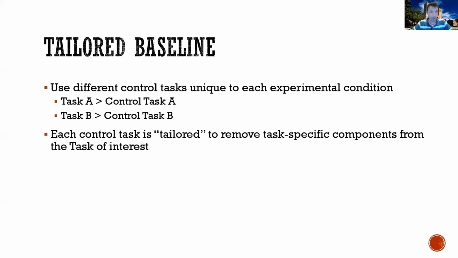Another type of design that is often used, and I myself have used it several times, is that of tailored baselines. Now, the idea is that instead of comparing task A and task B to the same common baseline, you'd compare task A to its own baseline, so control task A, and you would compare task B to its own baseline, which is control task B. The idea is that each control task is tailored to remove some kind of task-specific component from your task of interest. Let me show you what I mean.